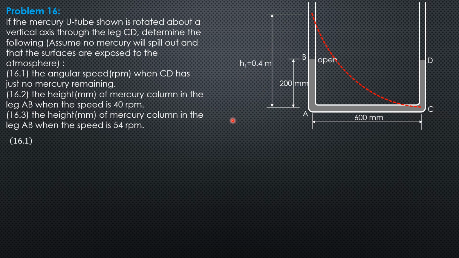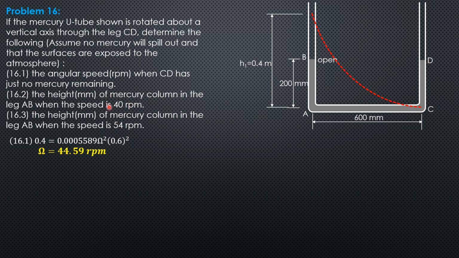So substitute into the formula: 0.4 equals 0.0005589 omega squared times 0.6 squared, the radius squared. So omega is 44.59 revolutions per minute. Take note that at this rotational speed, there will be just no mercury on leg CD.